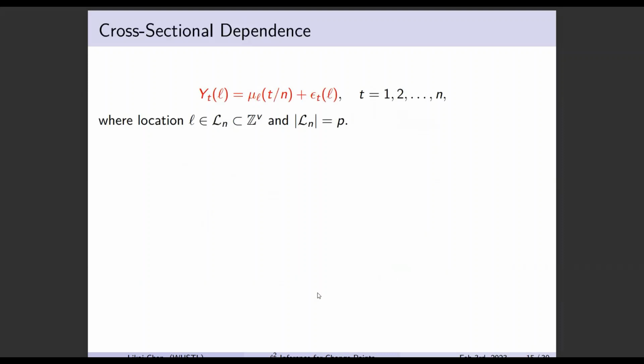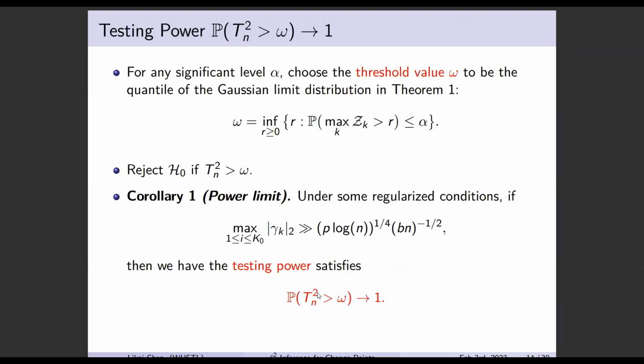Here is the requirement about the break size. Gamma k corresponds to the jump vector. This is the L2 norm of the jump vector, and we assume that the jump vector needs to exceed the threshold here. The right hand side is the threshold: p times log n to the quarter, divided by square root of bn. That is to say, if B, the bandwidth, is large, we allow the signal to be relatively weak.